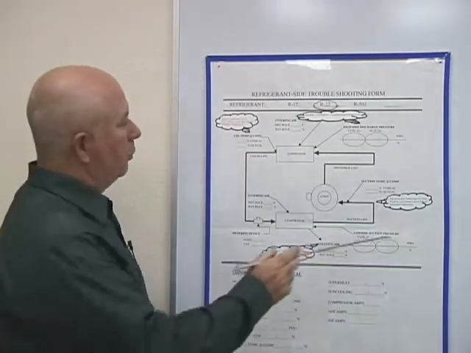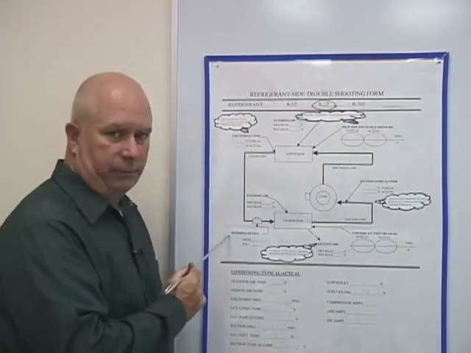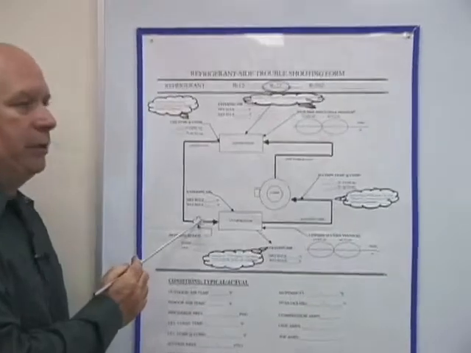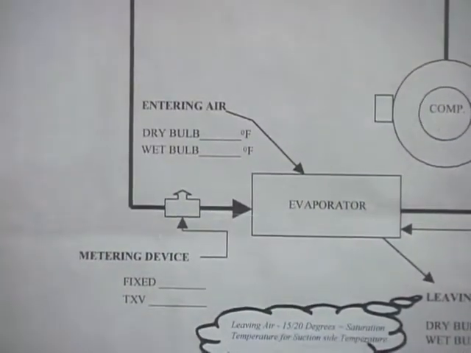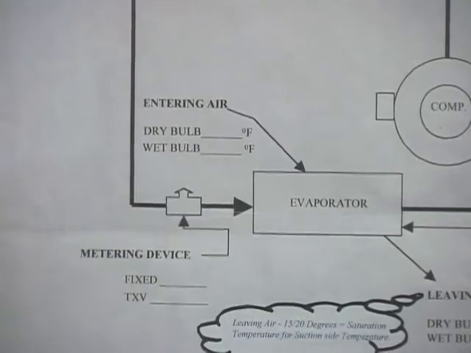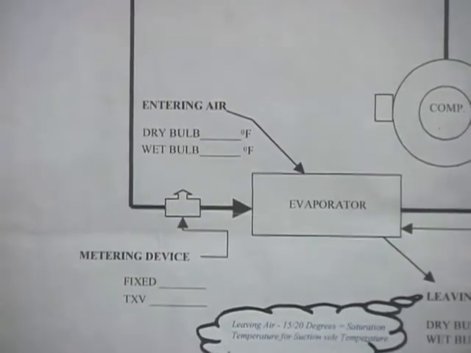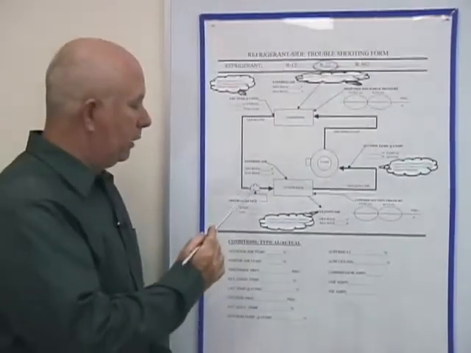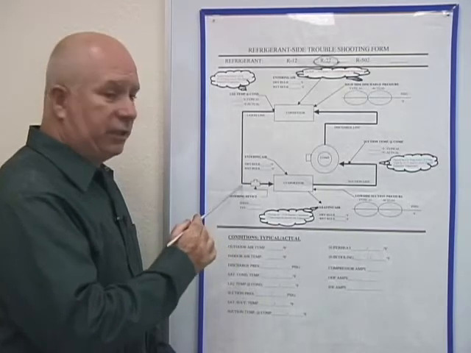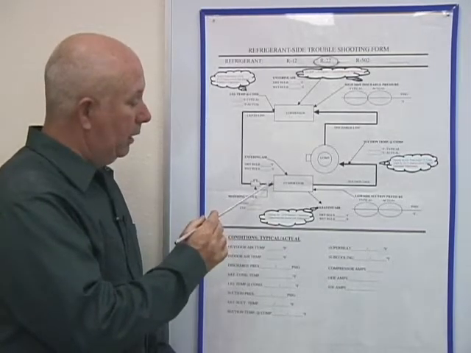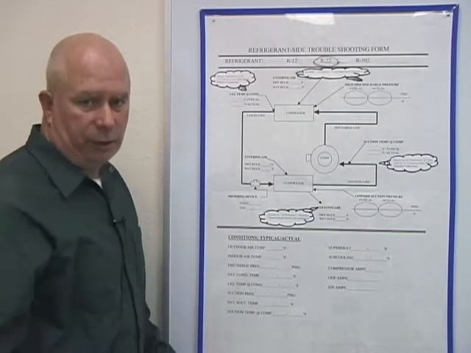All right, so we've discussed all of this area except for the metering device. Now the metering device, especially in residential units, unless it's a heat pump, will not stand out. It's going to be buried in that liquid line somewhere. But you can definitely tell yourself and remember that somewhere between 4 to 6 inches back from the inlet of the evaporator is going to be a metering device.